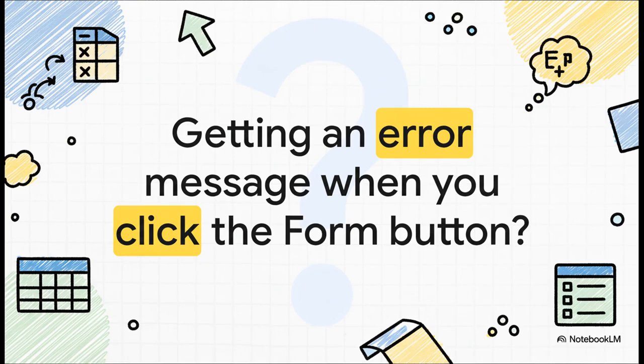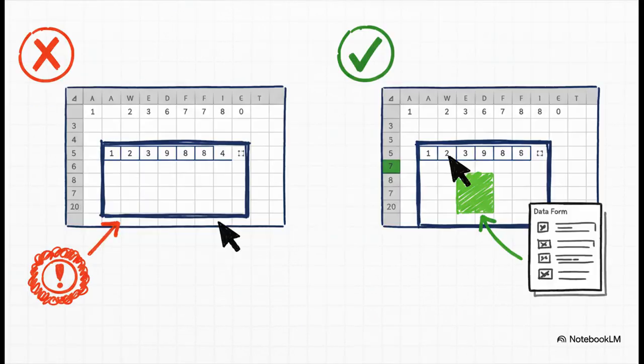All right, here's another one you might run into. You go to click that shiny new form button you added, but instead of that nice clean form, you just get an error message. What is going on there? 9 times out of 10, the solution is this simple. You have to tell Excel which table you want to use the form on. Before you click the button, just make sure your cursor is actively clicked inside any cell within your table. Once you do that, the form will know exactly what data to open.